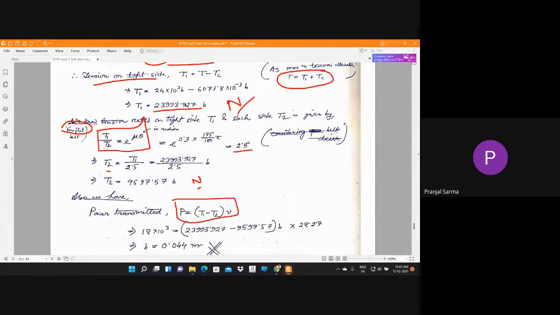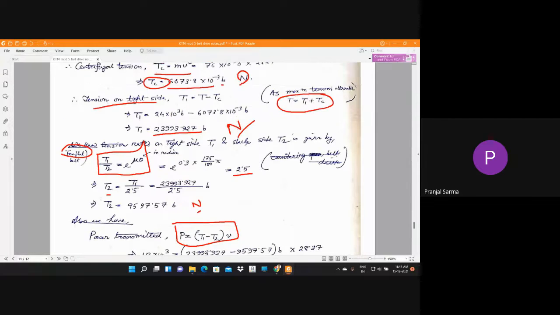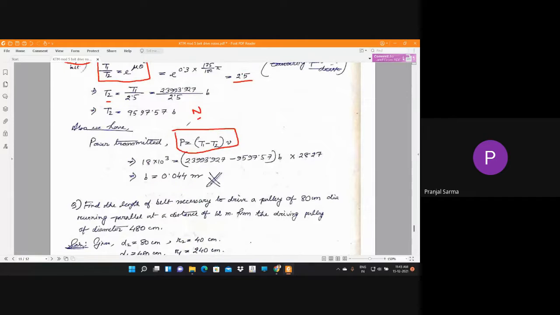So now this T1 and T2 are known, and P is already known. So we can correlate that with the power transmission value. The required power transmission is already given as 18 kilowatt. So we can use the expression P equal to T1 minus T2 into V. Power transmission is given as 18 kilowatt, so 18 is equal to 3. T1 and T2, which we have now found out, we are going to use here.